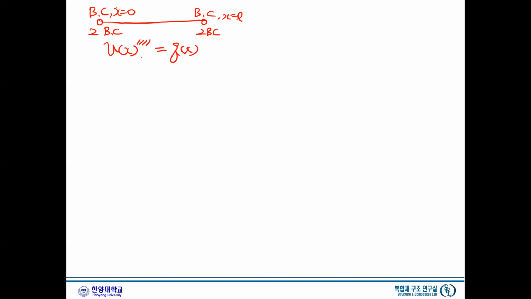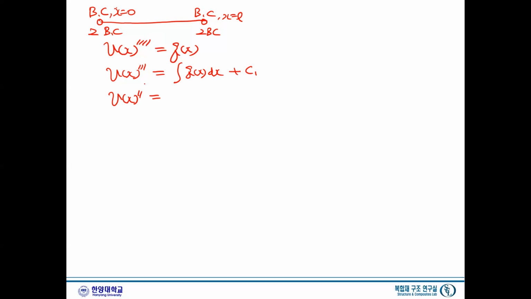Well, since there is only one term, the fourth derivative, we simply integrate one time. So this fourth derivative will be just the third derivative. Just integrate on both sides, and q(x) dx, and then there will be simply an integration constant, C1. And then we integrate one more time.